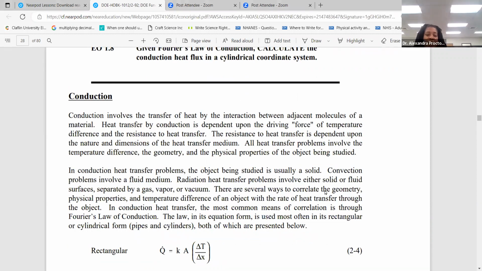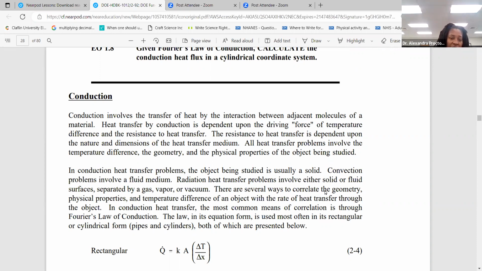Conduction involves transfer of heat by the interaction between adjacent molecules in the material. Heat transfer by conduction is dependent upon the driving force of temperature difference and the resistance to heat transfer. The resistance to heat transfer is dependent upon the nature and the dimensions of the heat transfer medium. All heat transfer problems involve a temperature difference, the geometry, and physical properties of the object that is being studied.